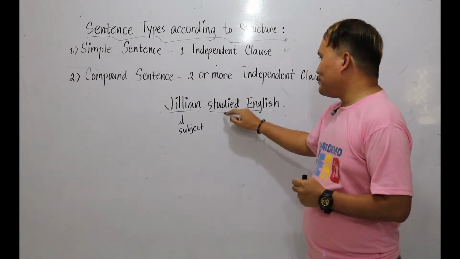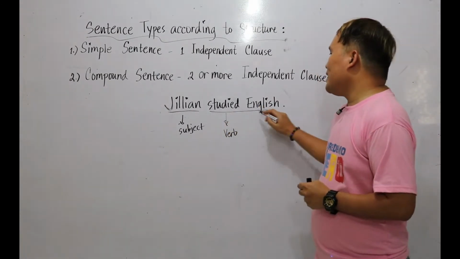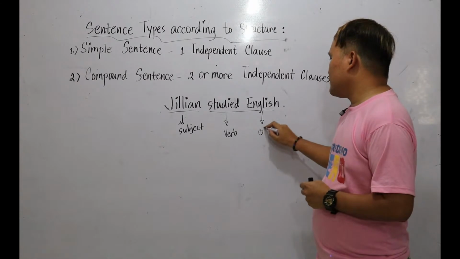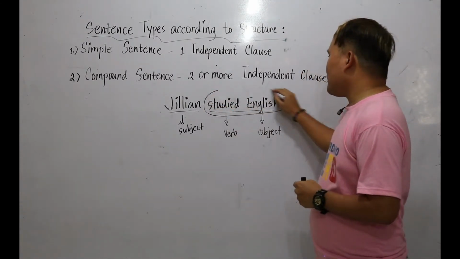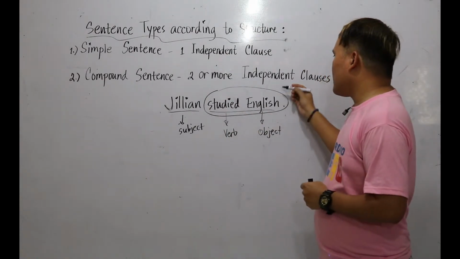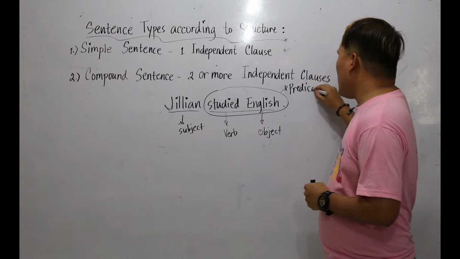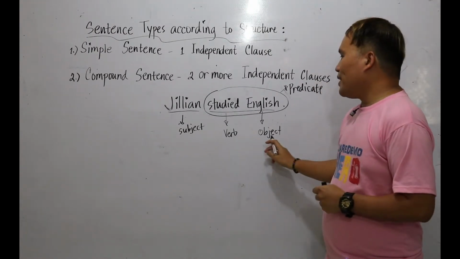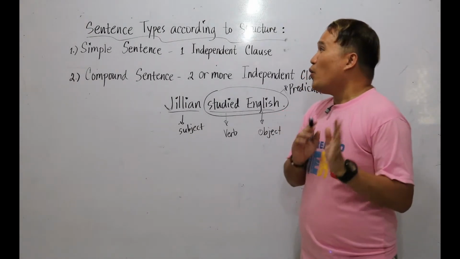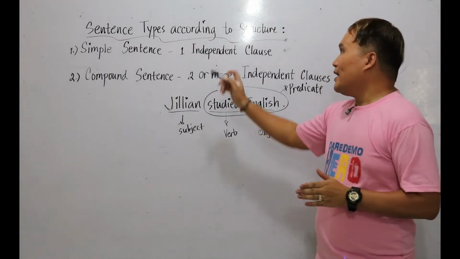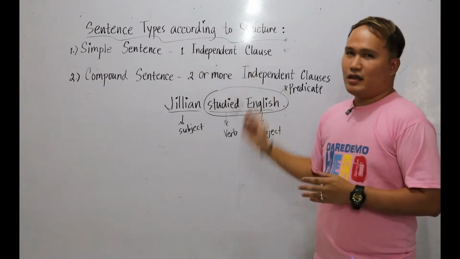We have the verb and the object. So this phrase here is what we call the predicate. And the predicate is composed of a verb and an object. Take note of that. Okay? So that's what a simple sentence is. It is only composed of one independent clause.